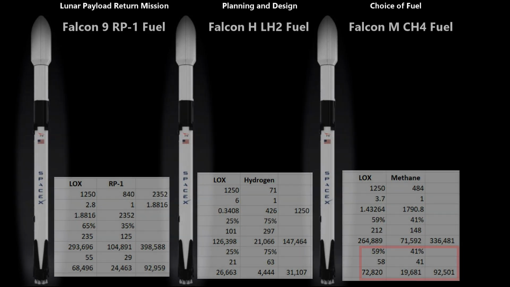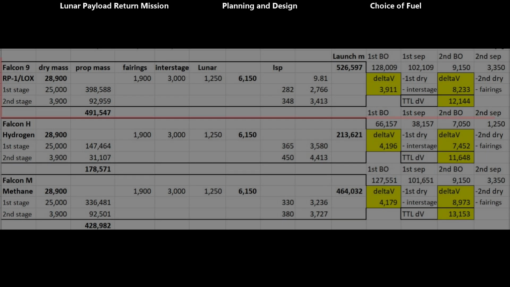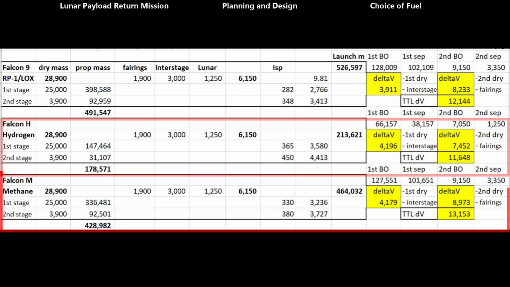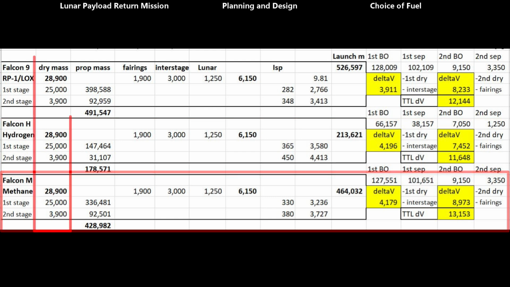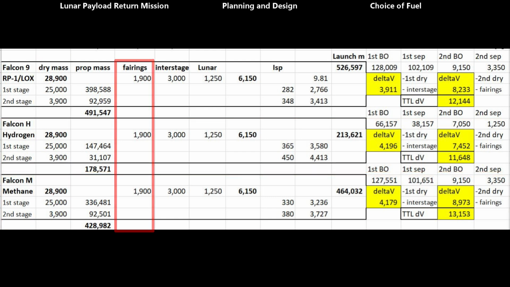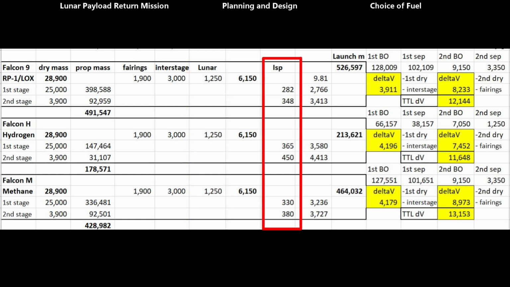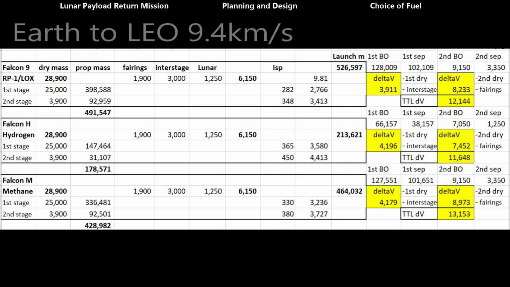Now let's look at some delta V. Here we see the Falcon 9 with RP1, our hydrogen-fueled Falcon H, and a methane-fueled Falcon M. Here's the dry mass of the two stages, the mass of the fairings, interstage, and our payload to the moon. Here we see the specific impulse for these engines at sea level and in vacuum. Now let's see if any of these can get us to the moon.